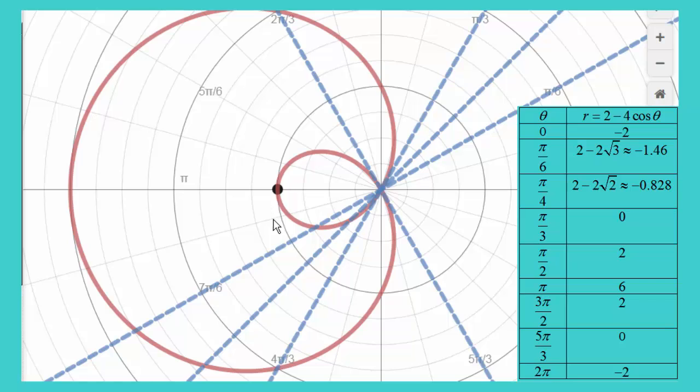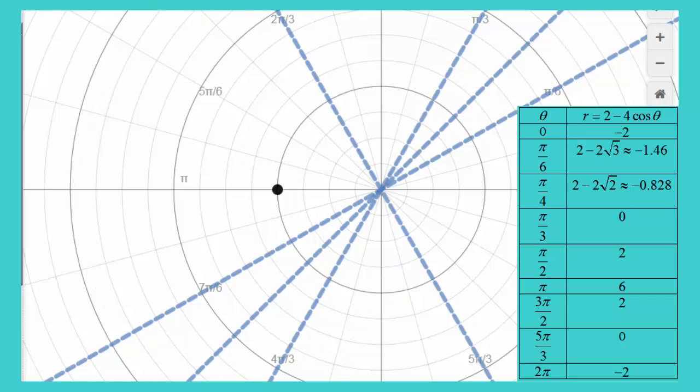So how can we get the area inside that loop? There's no one big continuous interval to give you the area of that loop. So you could go from 5 pi over 3 to 2 pi, and that would give you the top part, and then add it to 0 to pi over 3.